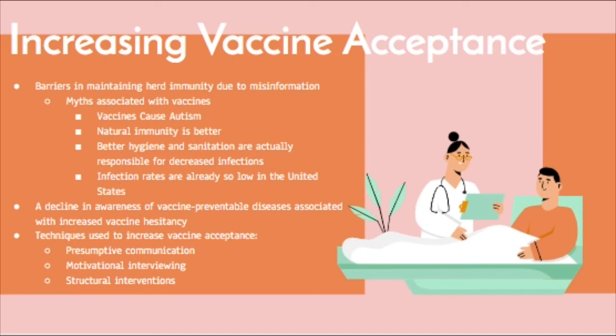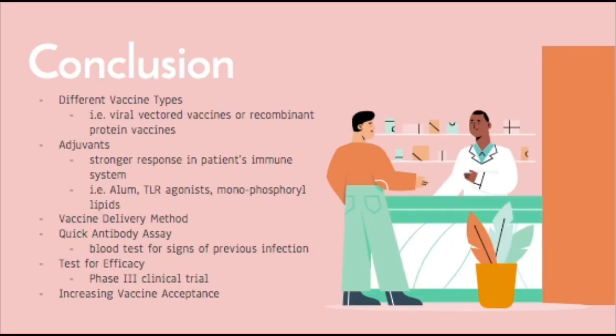To conclude our presentation, we talked about the different vaccine types, such as viral vectored vaccines or recombinant protein vaccines. We also talked about what adjuvants are and how they help people receive vaccines. Adjuvants like alum, TLR agonists, and monophospholipid are added to vaccines to stimulate a stronger response in a patient's immune system. As there are different types of vaccines, there are also different ways to administer vaccines.